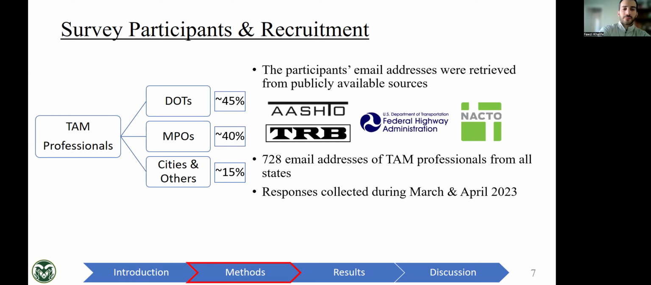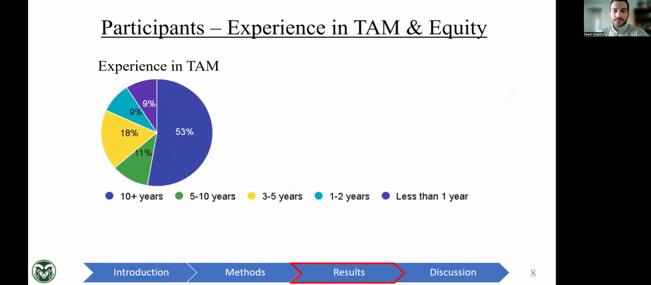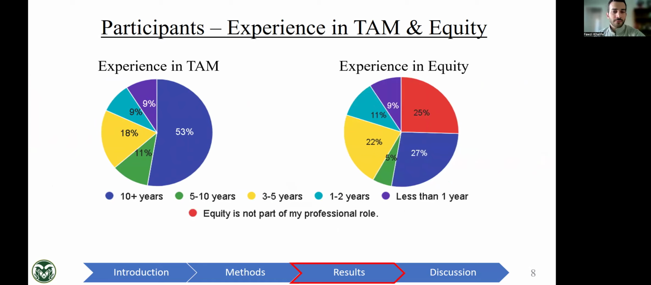Most of the participants were from DOTs and MPOs, where most of the asset management work is being done, but also from cities and counties, though less work is done there. In terms of experience in asset management, more than half of the survey participants had more than 10 years of experience in TAM, which is good and shows that most of them have actual experience in asset management. In equity, about half had no experience at all or had less than 2 years of experience, which makes sense because not everyone in asset management is going to be working with equity. It was kind of expected.